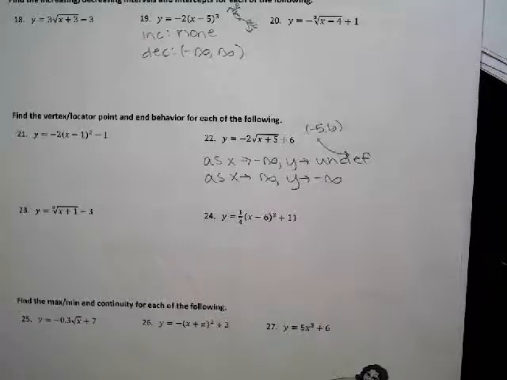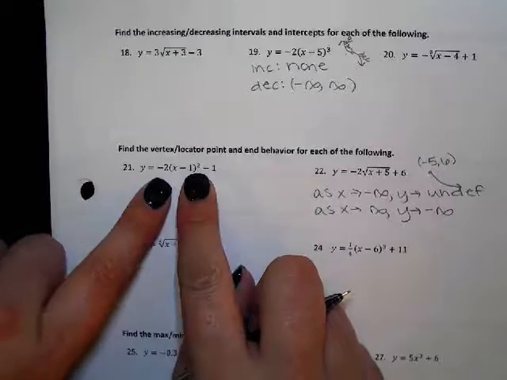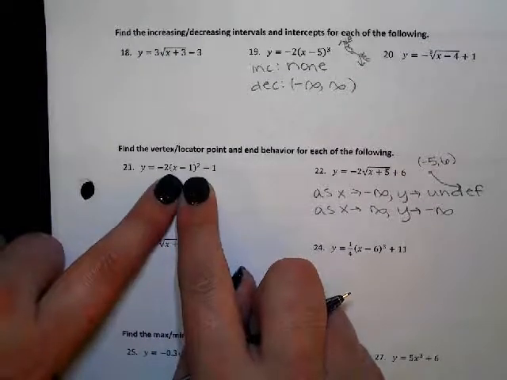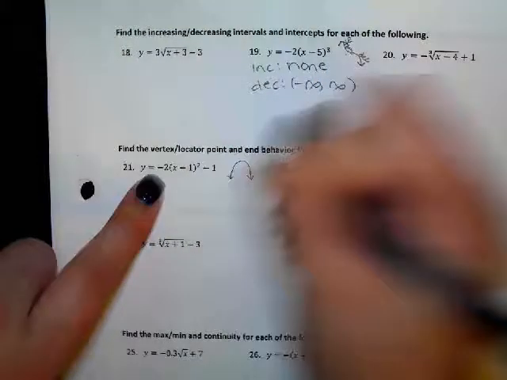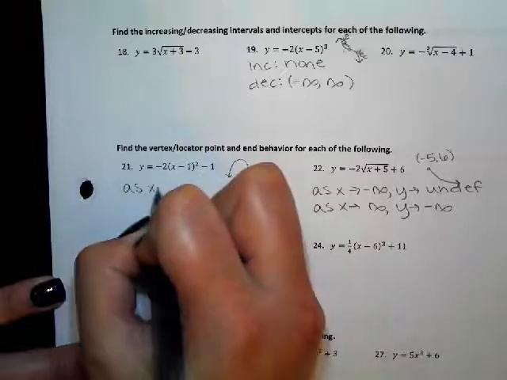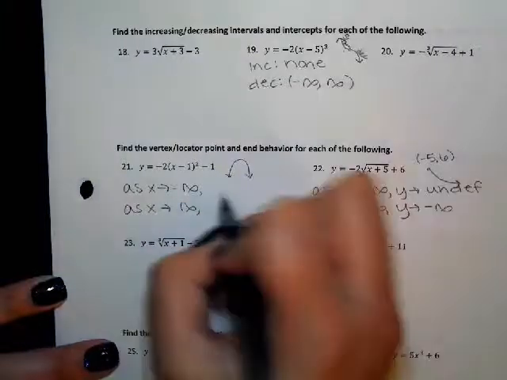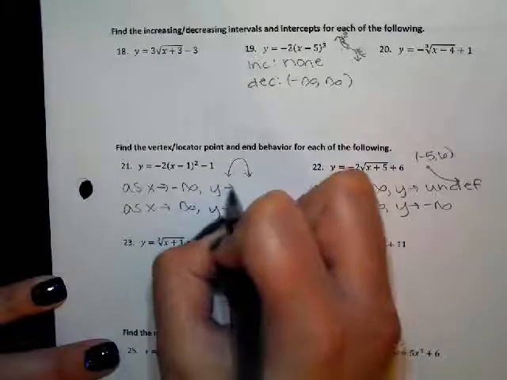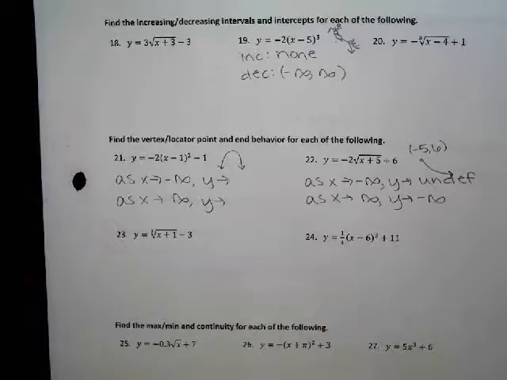Yeah. Okay, 21 is x squared. What does that look like? U shape, and it's got a negative in the front, so it's upside down. Okay, so we're going to say, look at my left arrow, look at my right arrow. Is the left arrow going up or down? Down. Is the right arrow going up or down? Down.